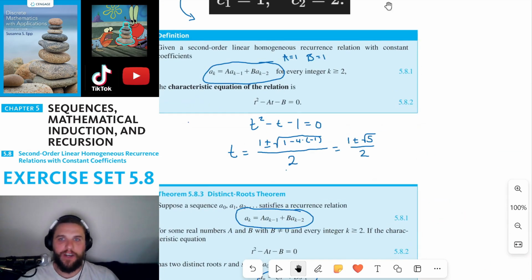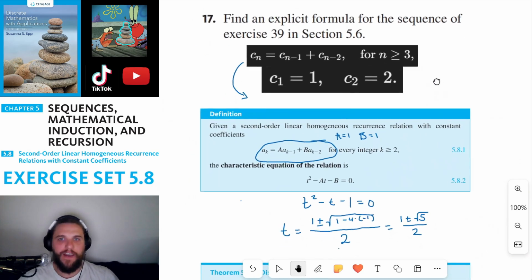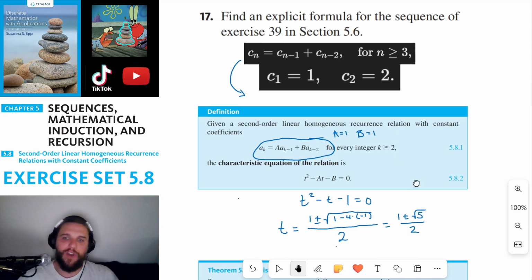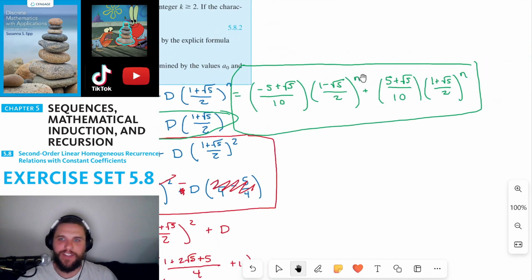That was a pretty difficult problem, and as you could tell, the recurrence relation is the same recurrence relation as the Fibonacci sequence, and if you've seen the explicit formula for the Fibonacci sequence, then I think you can understand why this explicit formula is a little crazy.